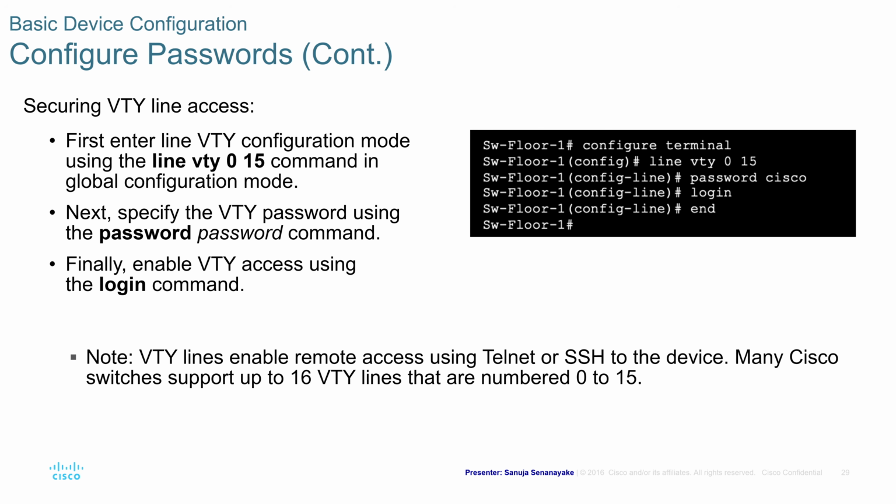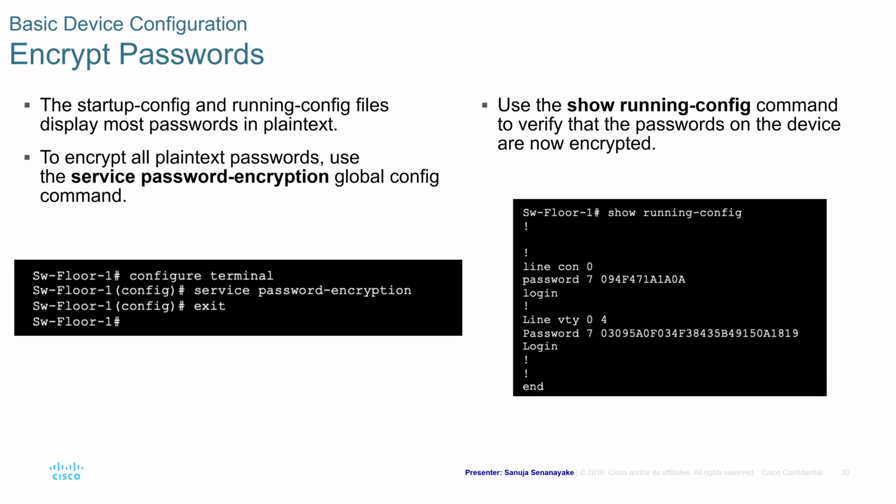Next, we will look at encrypting passwords. For encryption of passwords, we need to understand that the startup config and running config files display passwords in plain text. But by using Cisco built-in encryption, you can hide that plain text. To encrypt all plain text passwords, use the service password-encryption global configuration command. So how it works is you log into your Cisco IOS device, move into configure terminal, and just enter service password-encryption and press enter. And that will encrypt all the passwords within this device.